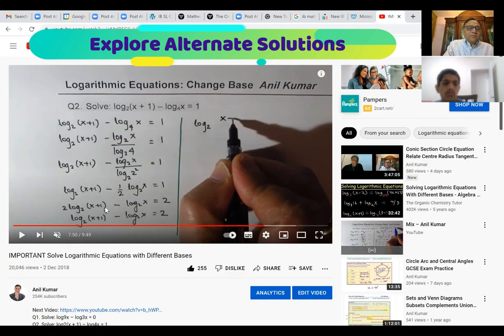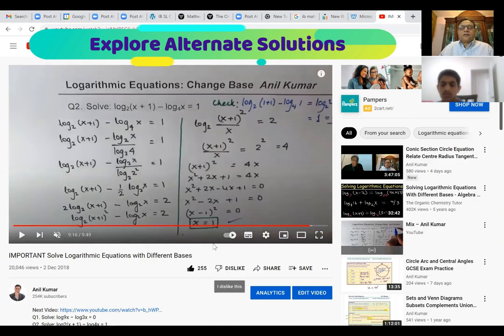So here is a good step. As you can see, we multiplied every term by 2. So we get 2 log to the base 2 of x plus 1 minus log to the base 2 of x equals 2. We already did this part, right? Then we write this as x plus 1 whole square over x is equal to 2 squared, which is 4, and we'll do it further and get the solution. Is that clear to you? Do you see the solution now? Extremely important question from a test point of view.